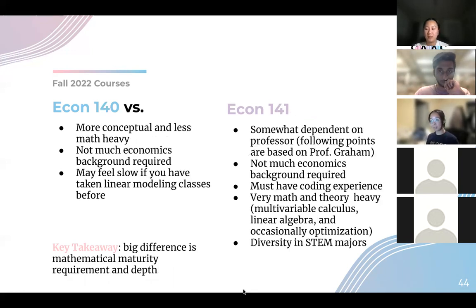Econ 140 versus Econ 141. So these are the econometrics classes for the economics major. Like before, the 0 series of 140 is more conceptual and less math heavy. Yeah, for 140, less math background is required, and it could feel slow if you know linear regression well and if you've taken probability.